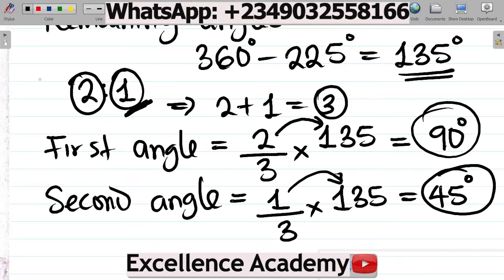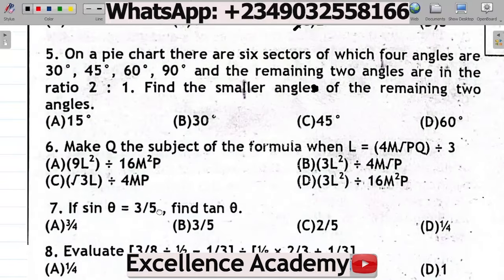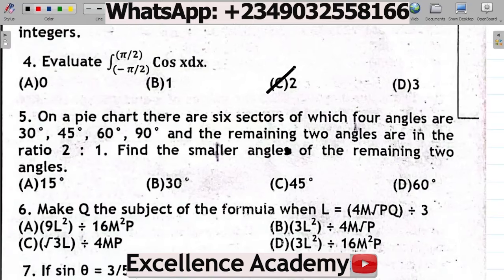If they give you 3 numbers there, let's say 3:4:6, and they ask for the smaller angle, it will be the one of 3. If they ask for the biggest angle, it will be the one of 6. All right, that's how it's been done. So the correct answer there is 45. Let's take that down. That's C, 45 degrees. This is your answer.